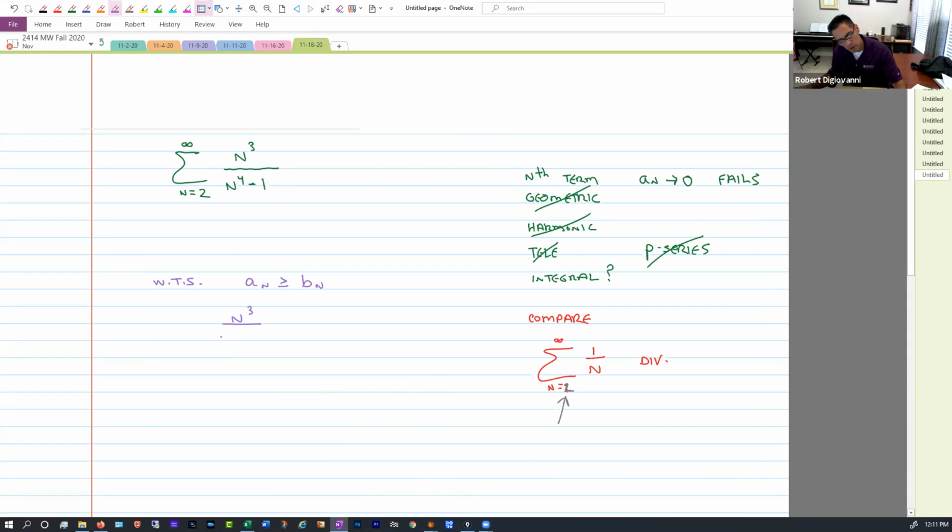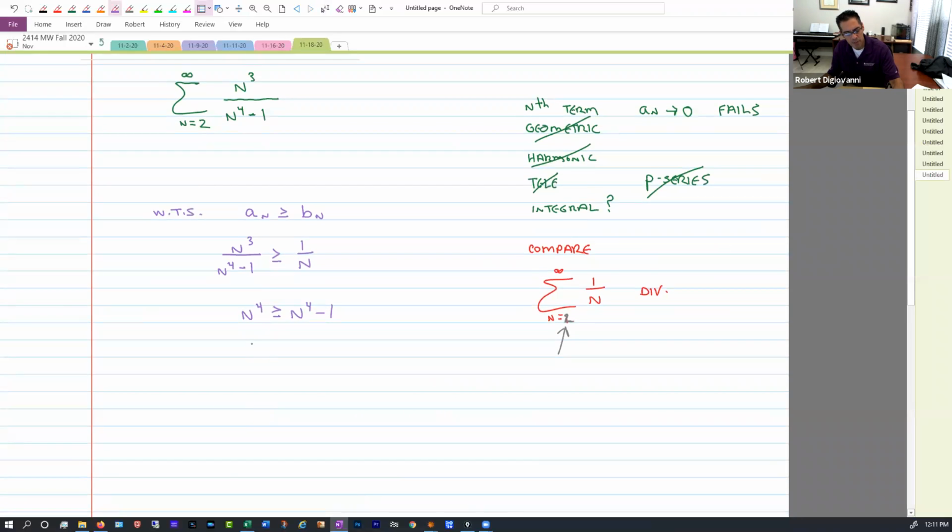Is n cubed over n to the 4th minus 1 bigger than or equal to 1 over n? So do a little cross multiply type thing here. Multiply, and subtract the n to the 4th on both sides, you get 0 is bigger than or equal to -1. That's true as of today, that's still true. So, yes. That's it. Diverged. Therefore, the original series diverges.